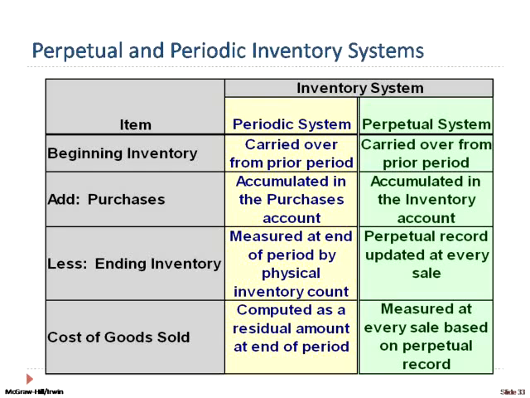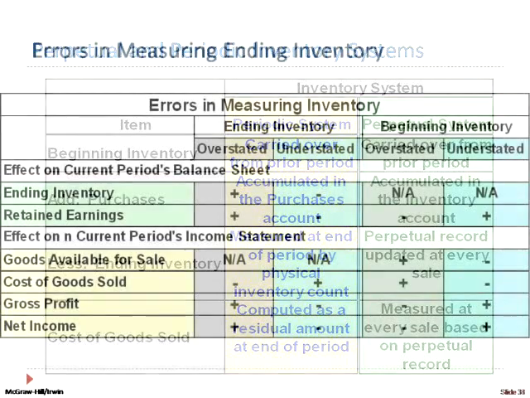In a periodic system, ending inventory is measured by a physical count of the inventory on hand at the end of the period. In a perpetual system, the inventory record is continuously updated, so the information in the inventory account is always available. In a periodic system, cost of goods sold is computed as a residual amount at the end of the period. In a perpetual system, cost of goods sold is measured and recorded for every sale.